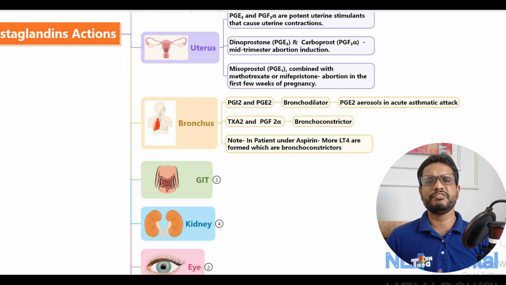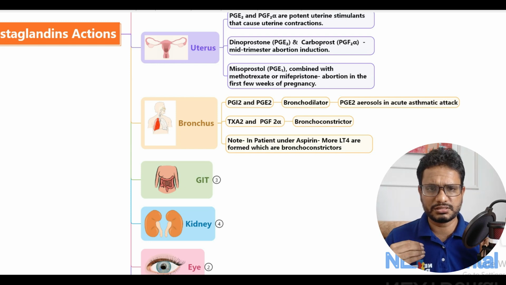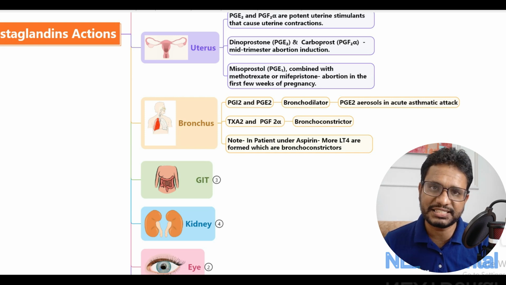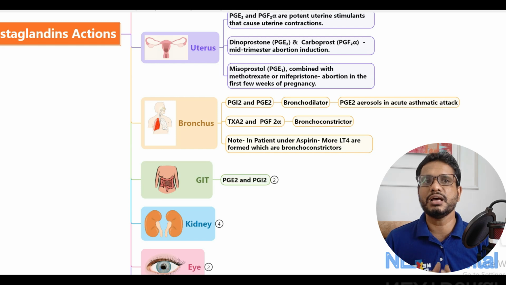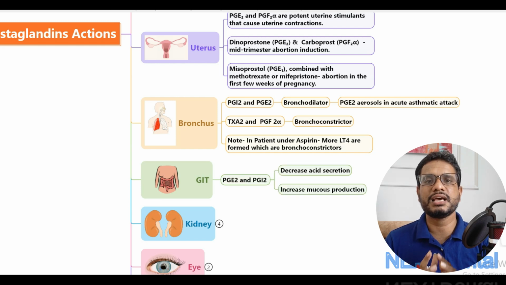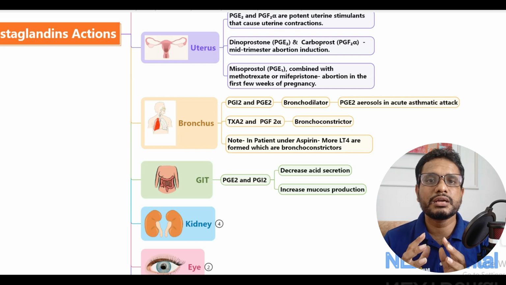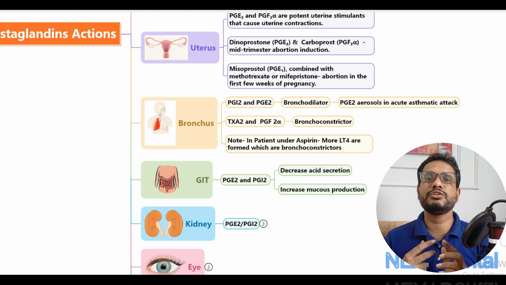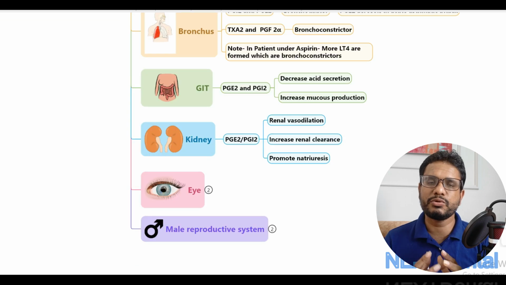Then comes the GIT. We have been talking about this since the start of this video. In the GIT, we have PGE2 and PGI2. These are going to decrease the acid secretion, and they will promote mucus production. Same way the kidney. They are going to increase the kidney perfusion. How? By renal vasodilation. They are going to increase the renal clearance, and they are going to promote natriuresis.